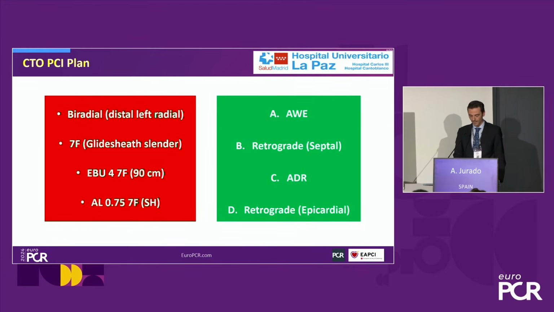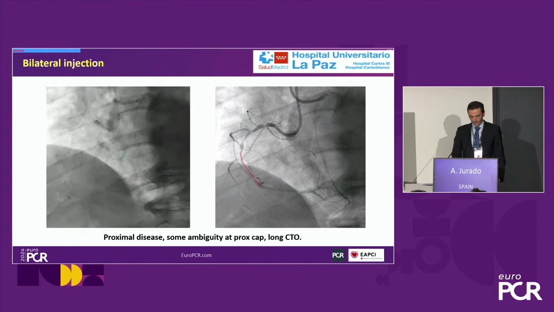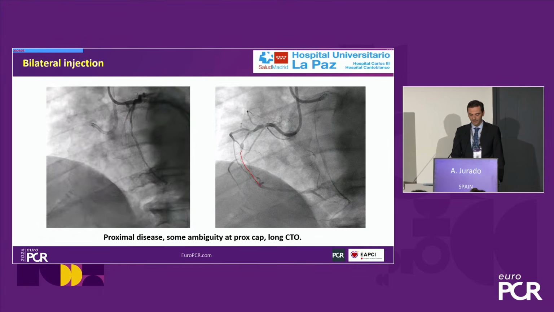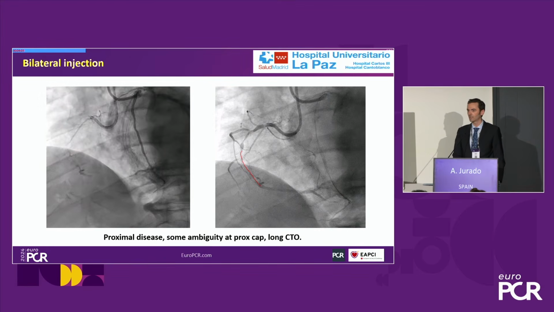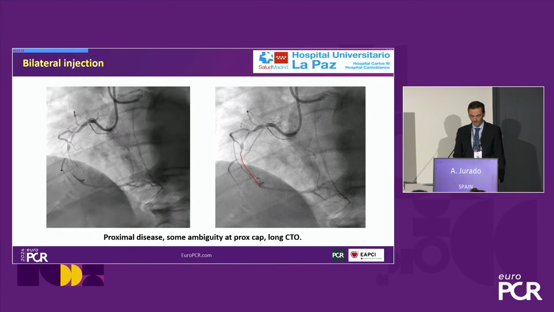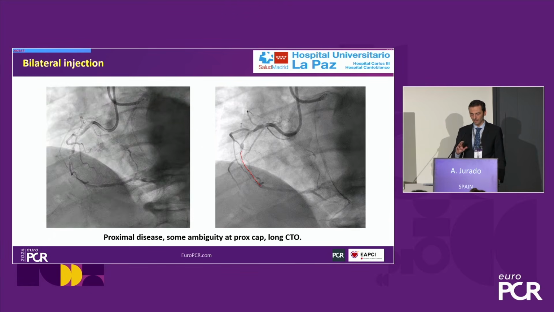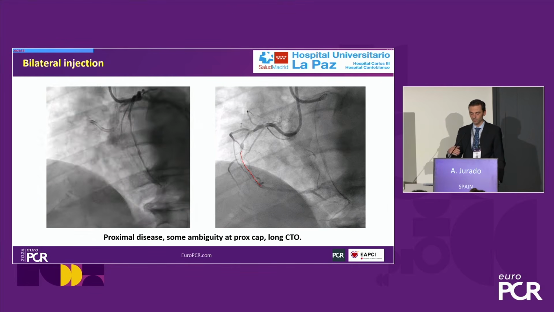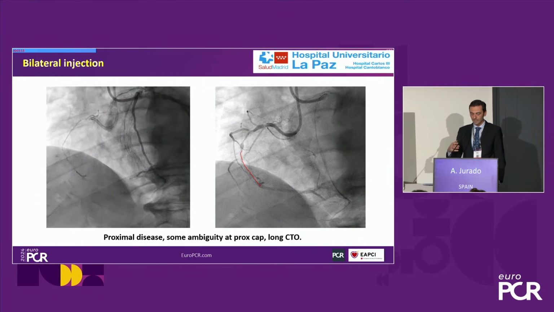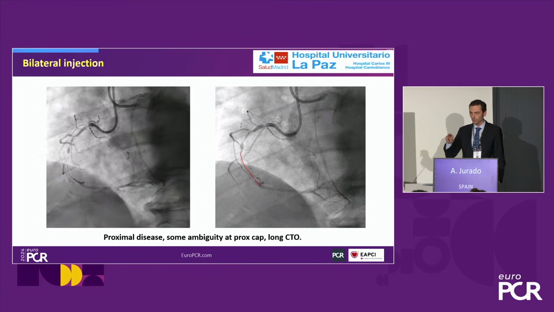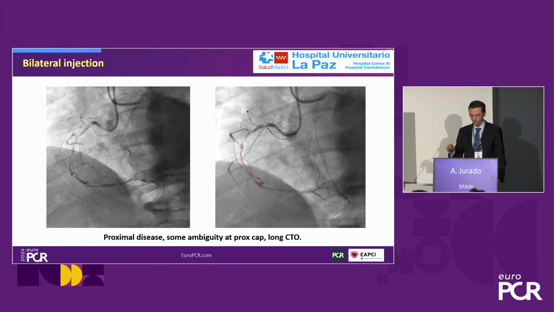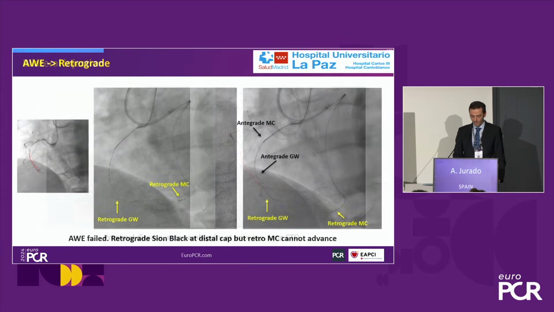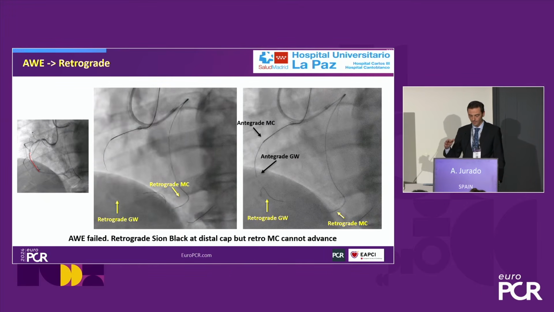This was our plan: radial approach, 7 French, starting with antegrade barrier escalation, retrograde bi-septal, CDR, you know this stuff. So this is the initial bilateral injection that changed the plan a little bit. You can see that the occlusion is quite long. You have proximal disease, some ambiguity at the proximal cap because some tiny branches arise from that point. And I'm going to summarize the case.